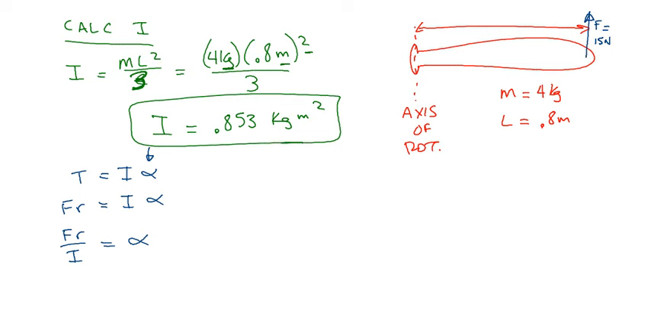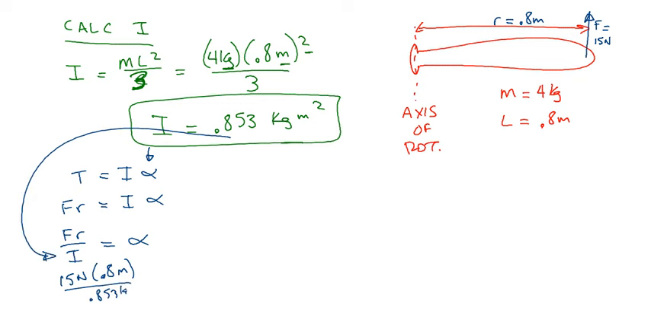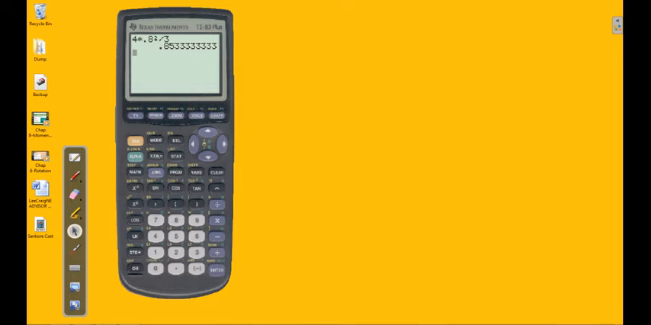over I. The F was 15 newtons. The R, the distance here, let's say we're pushing out at the very end of it, so R is also equal to 0.8, but that could be any other number. They would give you that. And then I need to divide by this I right here, 0.853 kilogram meters squared, and that's going to be equal to alpha. So let me get my calculator back out here. 15 times 0.8 divided by that moment of inertia we just calculated would be 14.1.